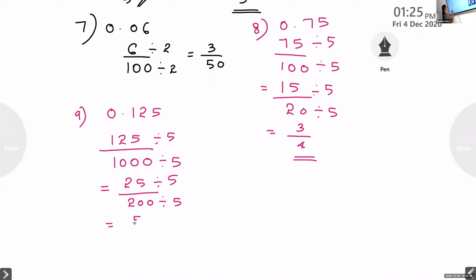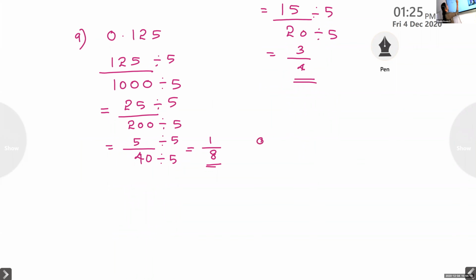Again, you can divide by 25 or you can divide by 5 itself. So, it is 5 by 40. Again, you can divide by 5. So, you will get 1 by 8. Otherwise, 125 by 1000: 125 itself we can divide, because 125 into 8 is 1000. So, our answer is 1 by 8. Directly you will get.